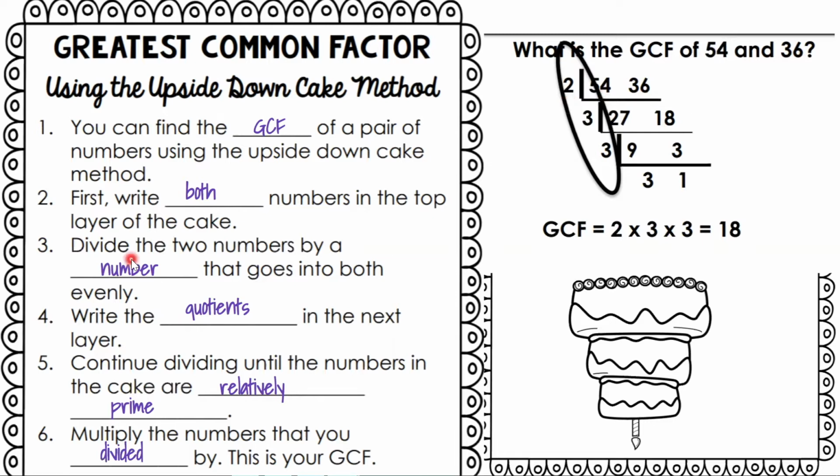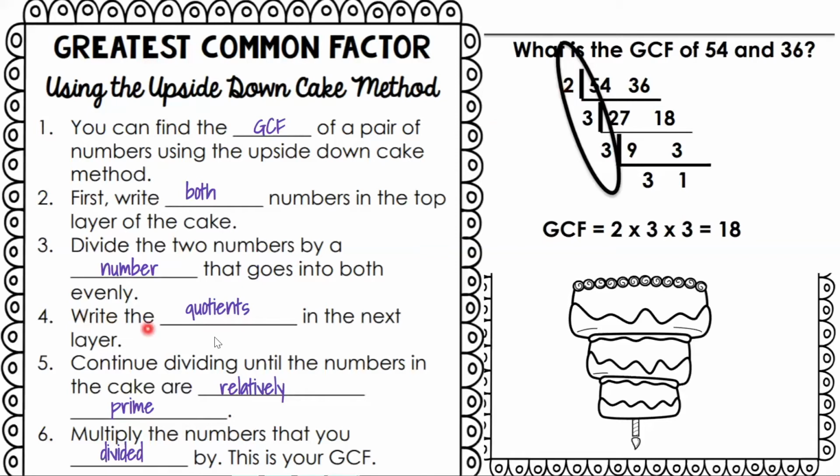You're going to divide those two numbers by a number that goes into both evenly. So 54 and 36, right away, because they're both even numbers, one ends in a 4, one ends in a 6, I know that both those numbers can be divided by 2. So I write the 2 on the outside of the cake layer.